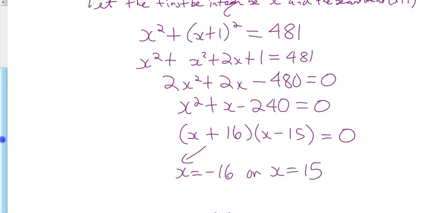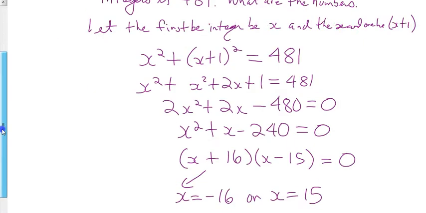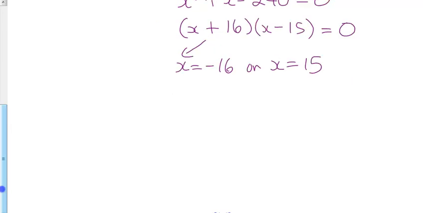So, does that answer the question? Because the question is, what are the numbers, right? Why did I go to another page? I wanted to extend this page. So the question was, what are the numbers? So what are the numbers?